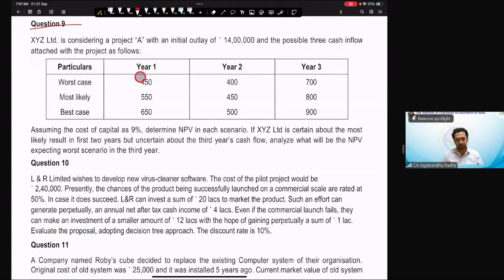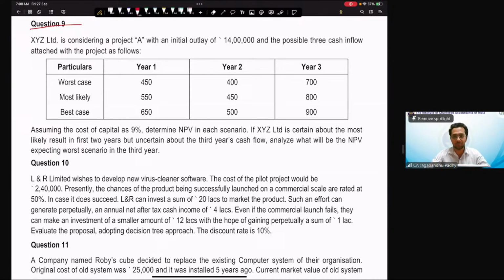So in year 1, we may observe a cash flow of 450 or 550 or 650. If it's the worst situation, we may get a cash flow of just 450. If it's the most likely situation, we may get 550. And if everything turns out in our favor and we are in the best possible situation, then we can expect a 650 cash flow. Okay, so in year 1, you can expect these three sets of cash flows.